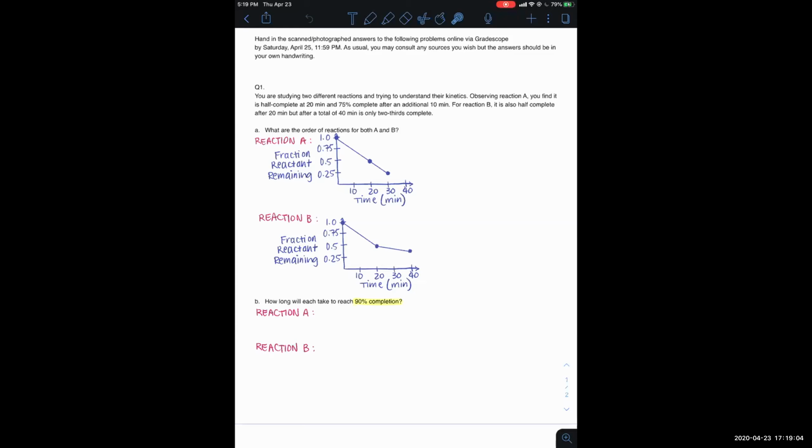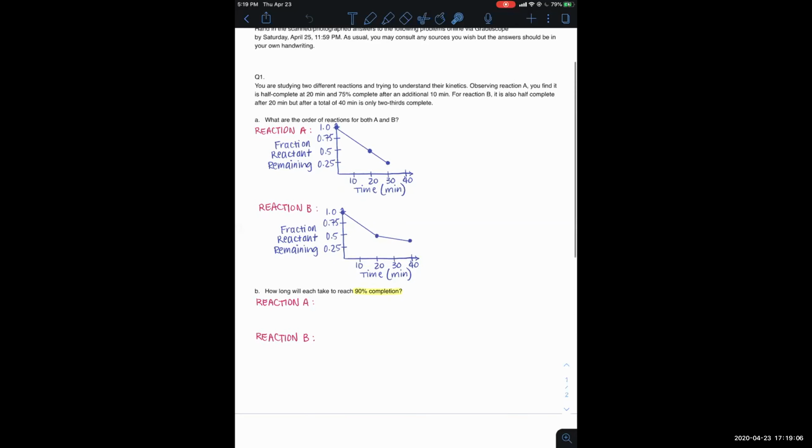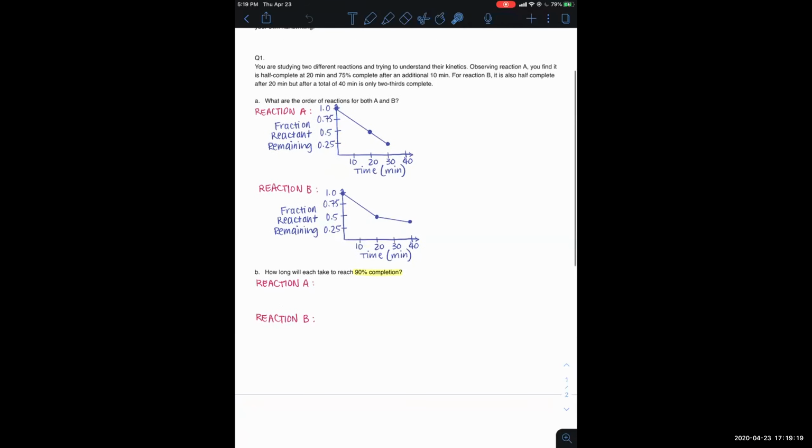So I'll be going over question 1. Question 1 compares 2 different reactions, reaction A and reaction B. And part A asks what is the order of reaction for reaction A and reaction B. So to understand these reactions better, we can graph them. Specifically, we can graph the concentration of reactants or the fraction of reactants remaining as a function of time. And then from this, we can determine how the rate of reaction depends on the amount of reactants present at a given time.